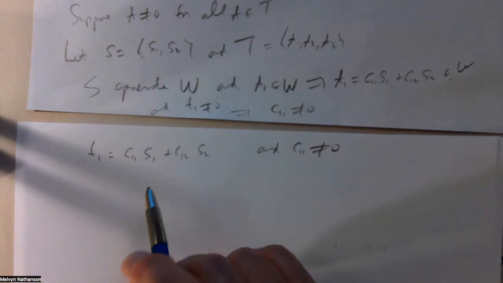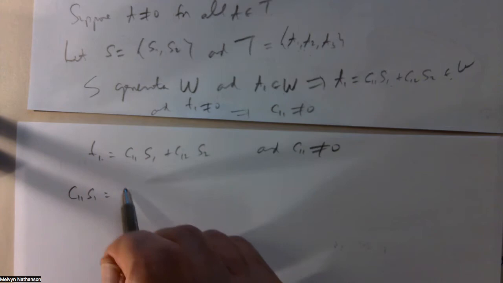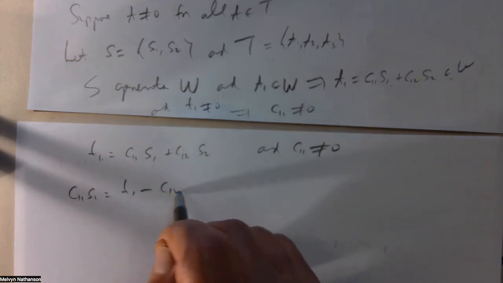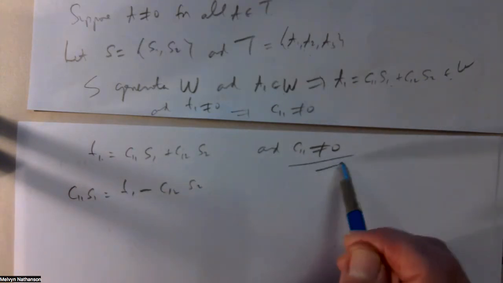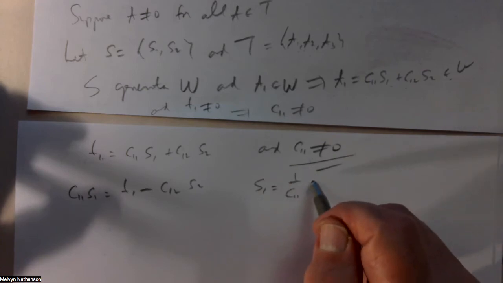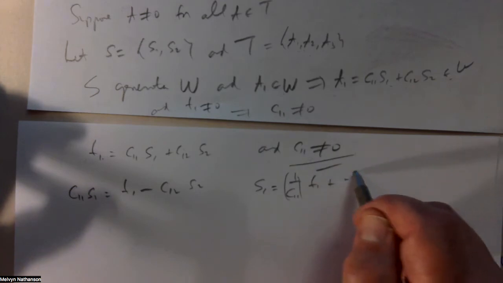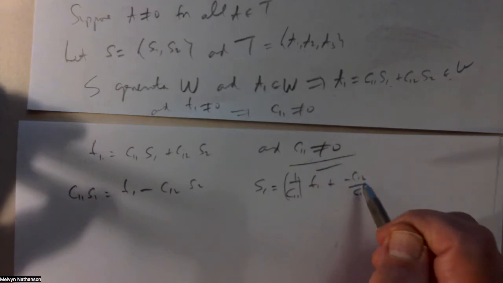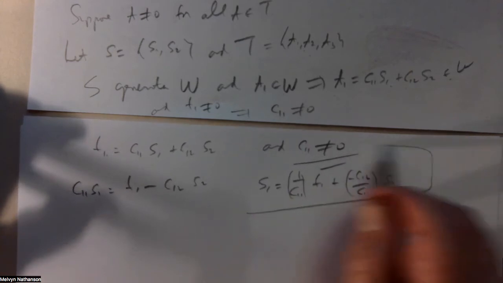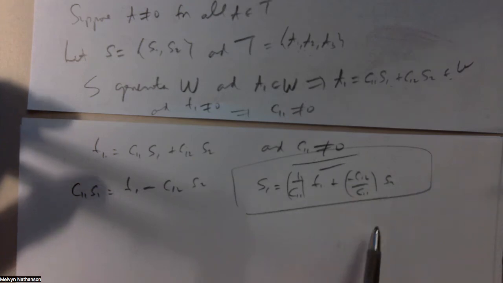So what can I do? I can actually solve for S1. So I can say that C11 S1 is T1 minus C12 S2. And because C11 is not zero, I can divide by it. So S1 is 1 over C11 times T1, this is a non-zero number, plus minus C12 over C11 S2. So I can write S1 as a linear combination of T1 and S2.